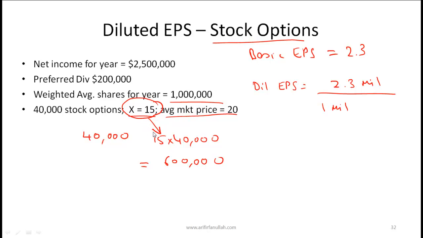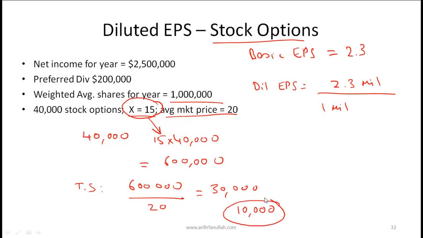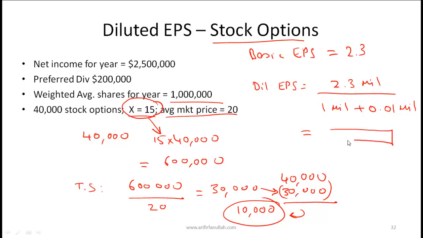So the company will get $600,000 when executives exercise their options. And we assume here that the company is going to use the $600,000 to buy back shares. If the average market price is 20, the number of shares bought back, our treasury stock operation, would be 600,000 divided by 20, which is equal to 30,000. So the net effect is that 10,000 new shares are added. Where did this 10,000 come from? It comes from the fact that 40,000 new shares are created, of which 30,000 shares are bought back, and the net effect is an additional 10,000 shares. So our diluted EPS would be 2.3 million divided by 1 million plus 0.01 million. We do this calculation and we get our diluted EPS.